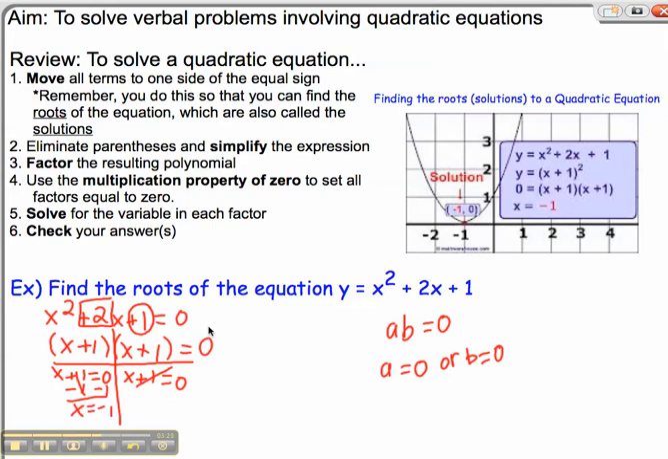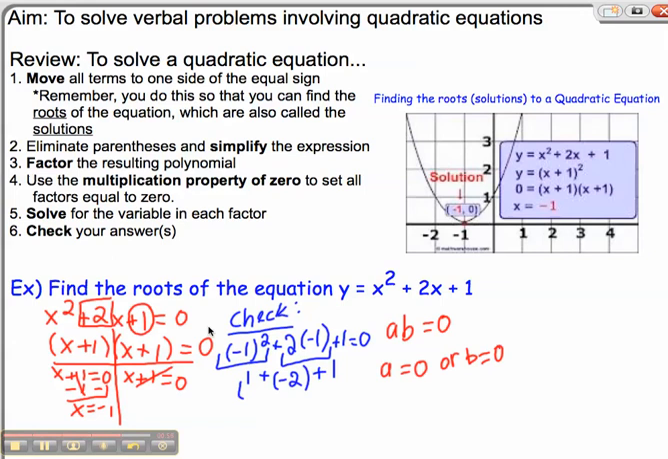To make sure we did it right, though, we should check. So take the original equation, in this case, y equals x squared plus 2x plus 1, and substitute in your value for x to see if you got it right. So when you substitute in -1, you get -1 squared plus 2 times -1 plus 1, which should equal 0. -1 squared, we'll simplify that first, becomes 1, plus 2 times -1 is -2, plus 1. Simplify two at a time. 1 plus -2 is -1. Bring down the plus 1. And -1 plus 1 is 0. 0 equals 0, so we know we are correct. Therefore, our solution, x equals -1, is correct.